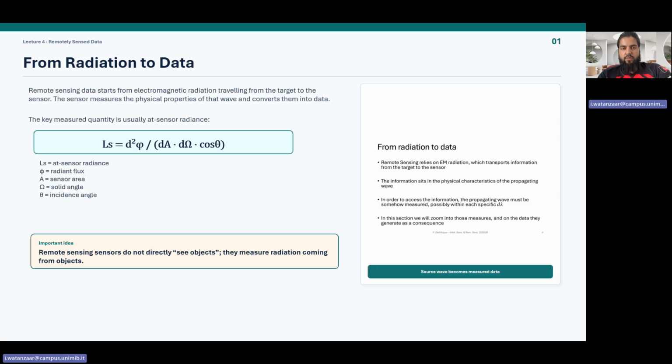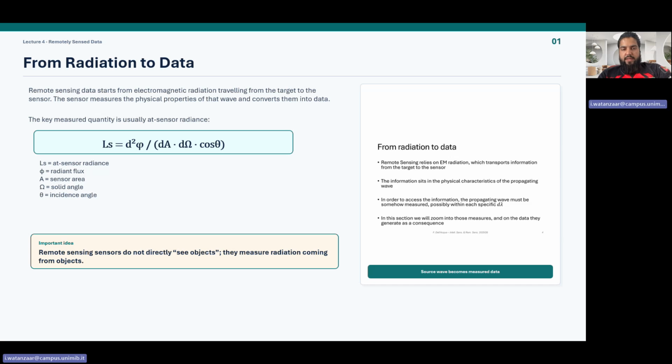In this formula, LS equals d²Φ divided by dA times dΩ times cos θ. The LS is the at-sensor radiance, I mean, they are measuring the radiance at the sensor. Φ is the radiant flux, A is the sensor area, Ω is the solid angle, and θ is the incident angle. All of these are combined, and we are measuring the radiance at the sensor.